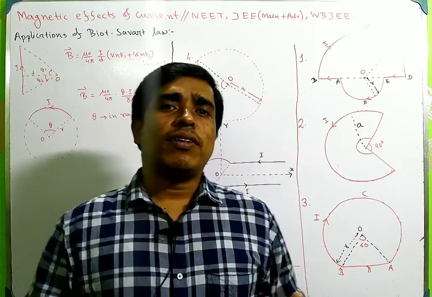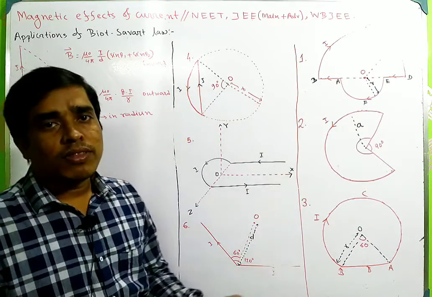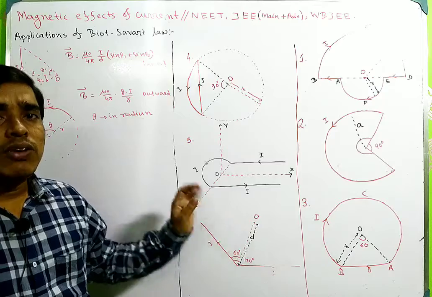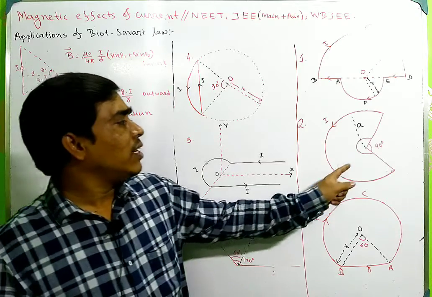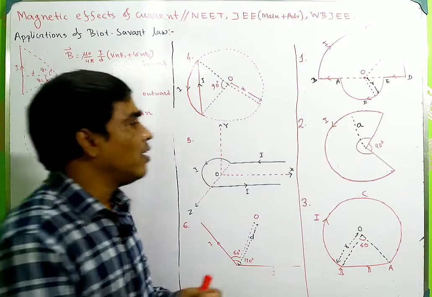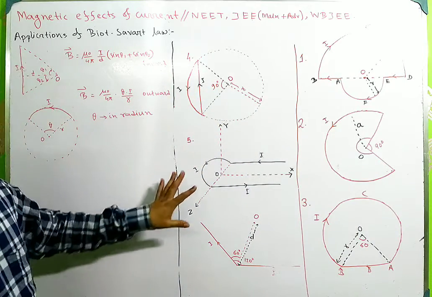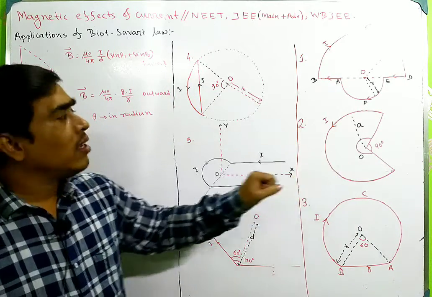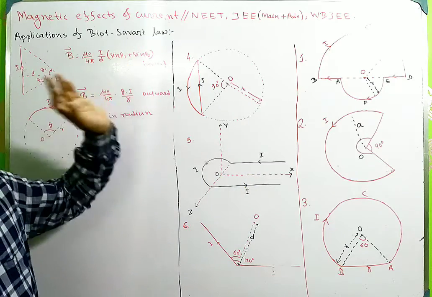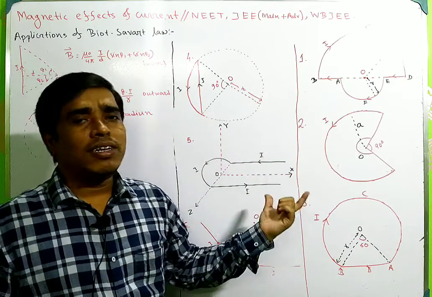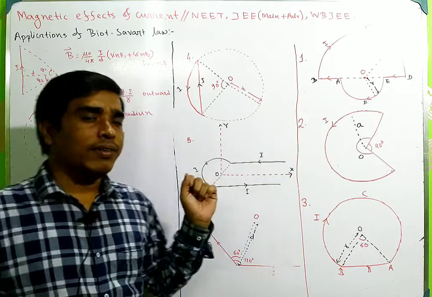Today we will discuss this problem. In all the cases, you have to calculate the magnetic field at point O. So, how to calculate this magnetic field? By using the Biot-Savart law, you can easily calculate the magnetic field at point O.